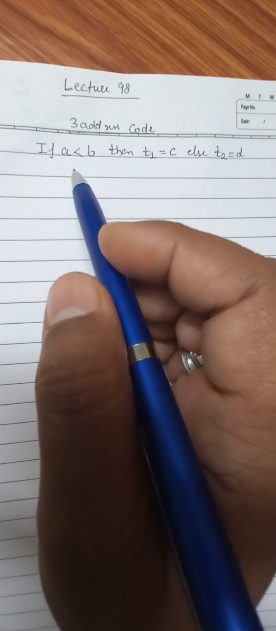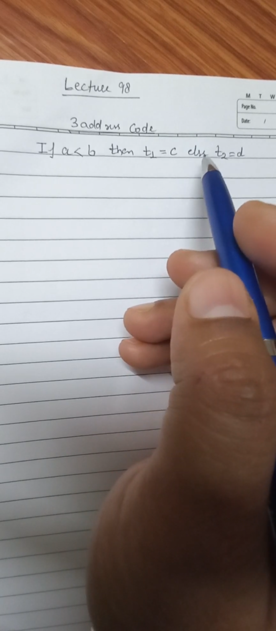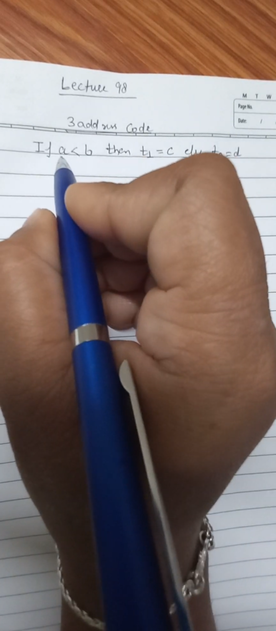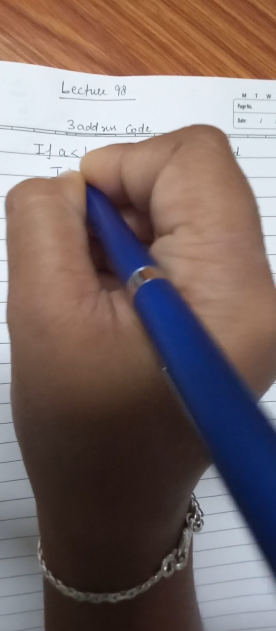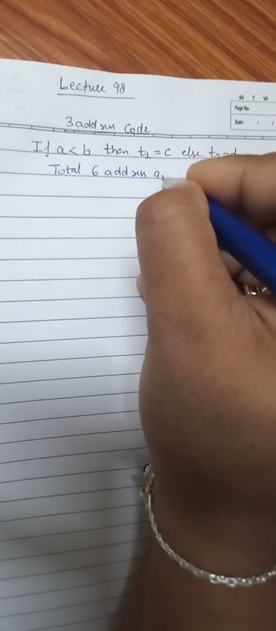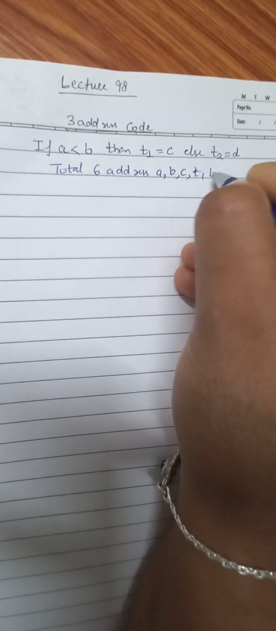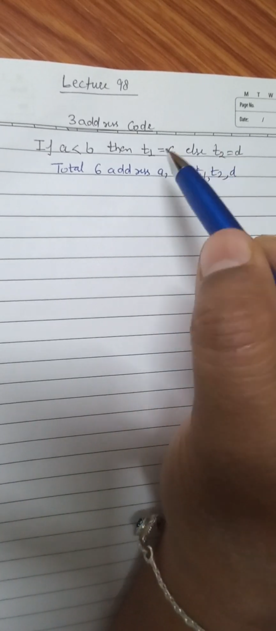Today we are going to write three address code for this. Suppose if A less than B, then T1 is equal to C, else T2 is equal to D. So we can see how many variables there are: 1, 2, 3, 4, 5 and 6. So in total we can say 6 addresses are there, which are A, B, C, T1, T2 and D. But we can use a maximum of 3 only, because this is known as 3 address code.